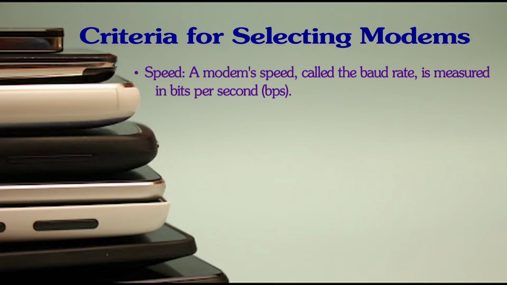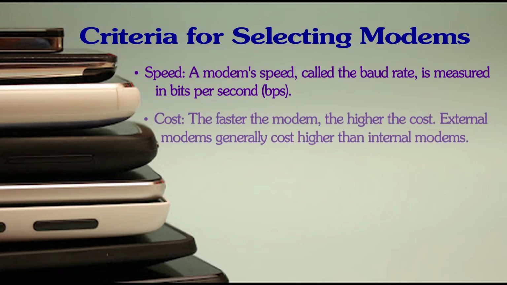A modem's speed is called the baud rate, which is measured in bits per second: how many bits per second it is able to transmit. The faster the modem, the higher the cost. If you take a very high speed modem, the cost will definitely increase accordingly. External modems generally cost more than internal modems.